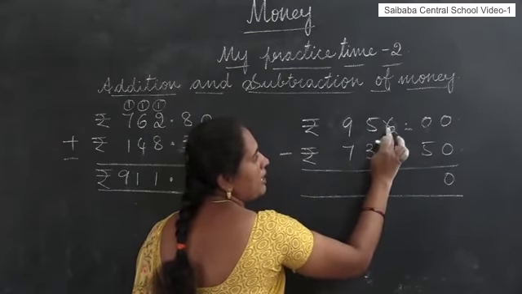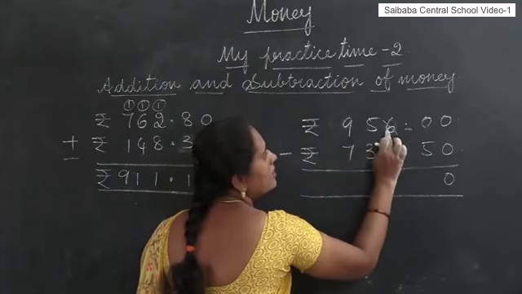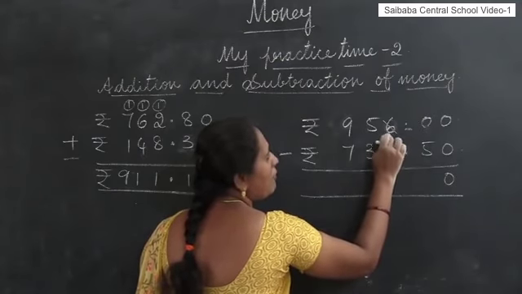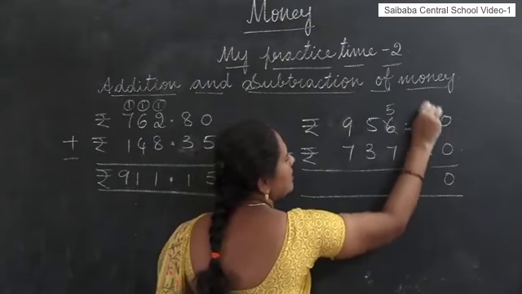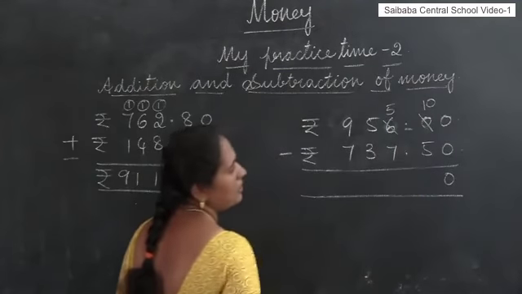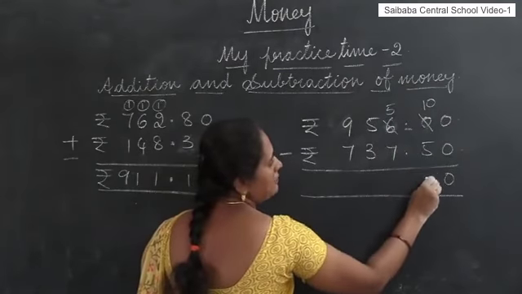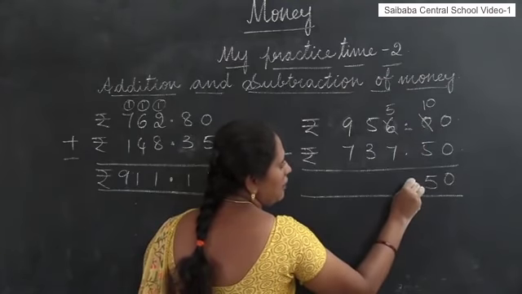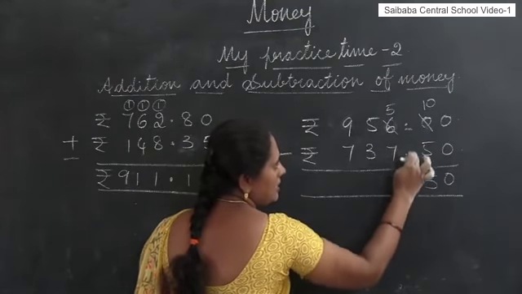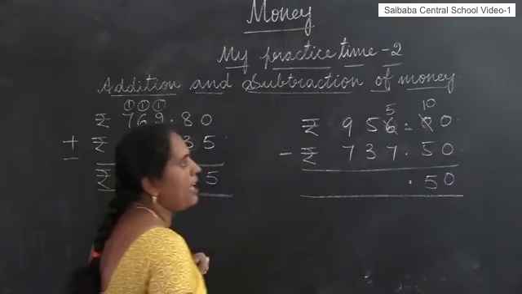What is the amount here? Here, if you observe, 6. So now we have to borrow from 6. 6 becomes 5 and this 0 becomes 10. Now, subtract 10 minus 5, 5. Then there is a point, so we have to keep a point. All these 3 points should come one below the other.